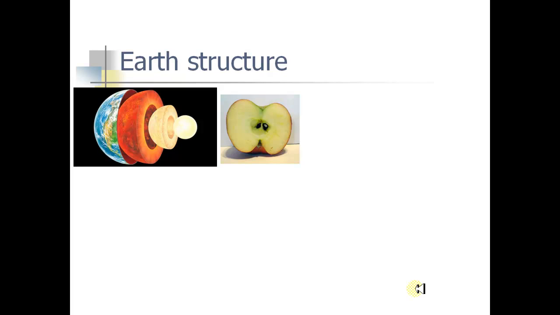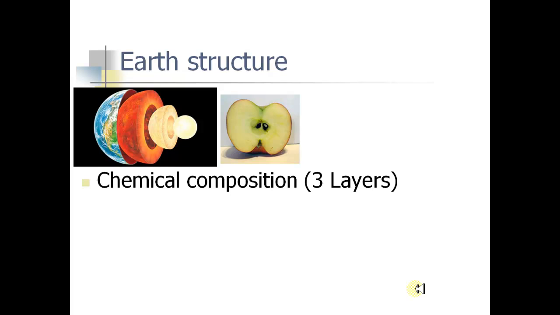So we're going to start with Earth structure, and we can look at the Earth structure two different ways. We can look at it chemically. We can also look at it physically. Chemically is talking about the type of chemicals like silicon, oxygen, magnesium, iron, nickel, and the composition of the three layers. And if we take a look, we actually have three layers. We've got the crust, we've got the mantle, and we have the core.